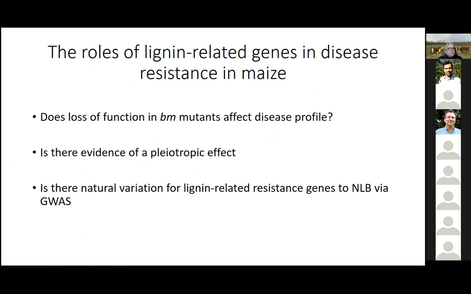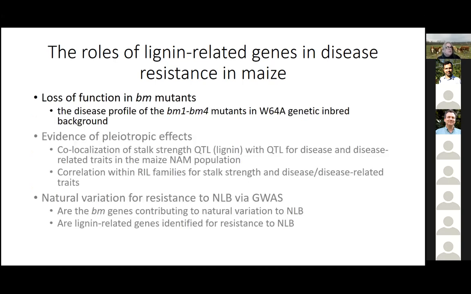Now, the objectives of this paper and this project were threefold. One is, is there loss of function of disease resistance in the brown midrib? Is there susceptibility to disease in the brown midrib mutants? Is there evidence of pleiotropy between lignin and disease resistance? And is there natural variation for lignin-related resistance genes for northern leaf blight via GWAS? And so I went from the mutants to pleiotropy to doing a case study with northern leaf blight resistance.